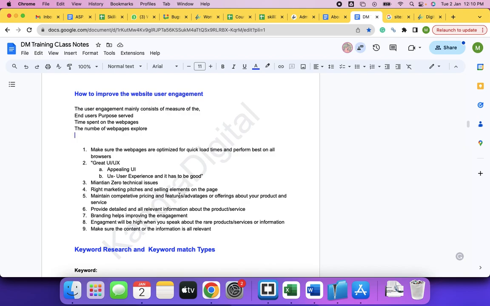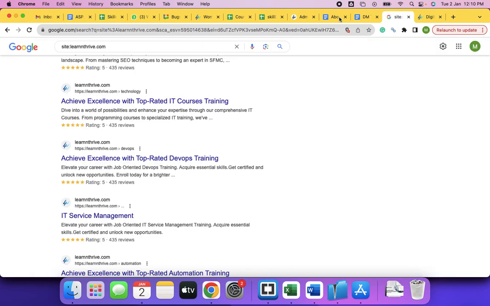And North India has less bus transport as compared to South India. North Indian market share was comparatively less as compared to that of South India for RedBus. I had the stats, used to go through that. Marketing pitches and selling elements on the pages. One simple example of one of the websites which we are already going through.